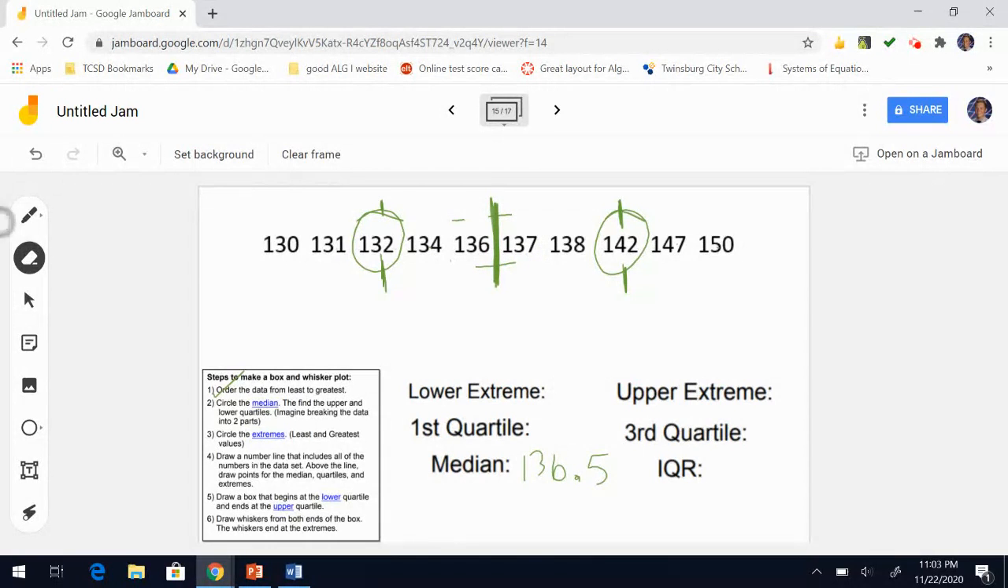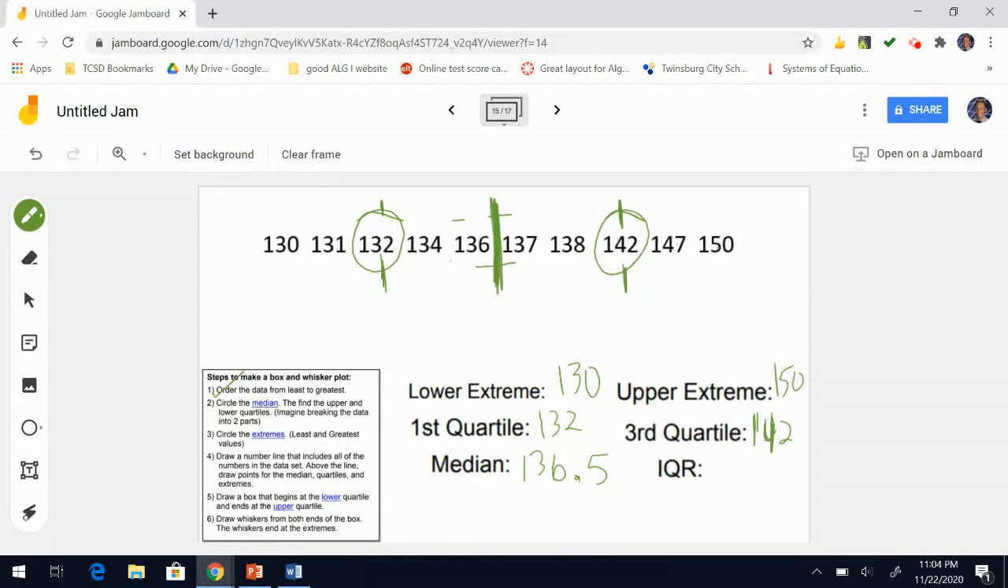Because that median is in between there, that's why I'm going to include 136 and 137 to the left and to the right here. So my lower extreme is 130. My upper extreme is 150. My third quartile is 142. And my first quartile is 132. Did I say 132? I meant 142 over here, sorry.